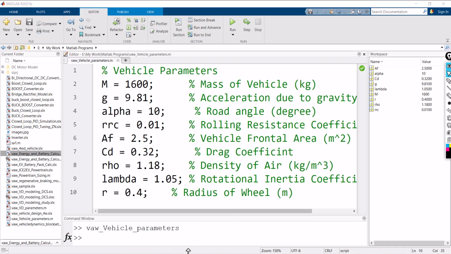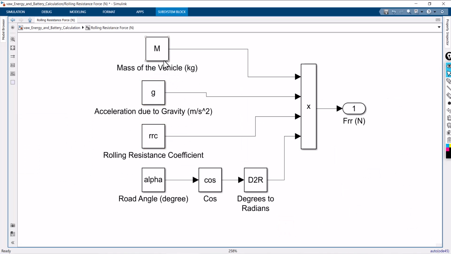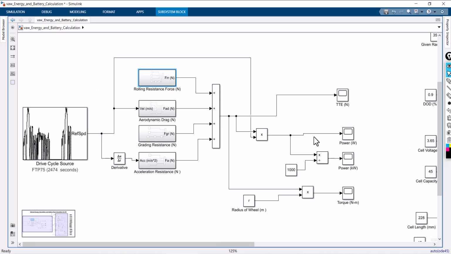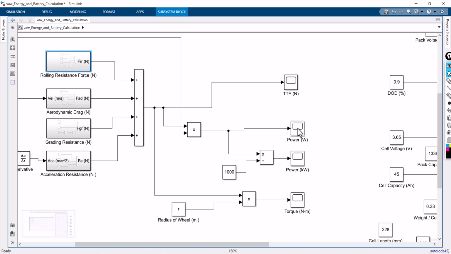Now you can go to MATLAB. Hereafter you have to call all the variable names. Don't make any mistakes; it's highly case sensitive. Once it is done, you can easily calculate the total tractive effort, power required, and torque required of the vehicle. So I'm just running it.